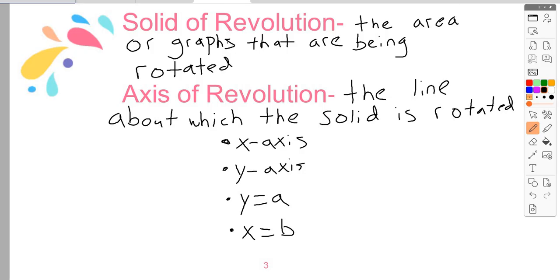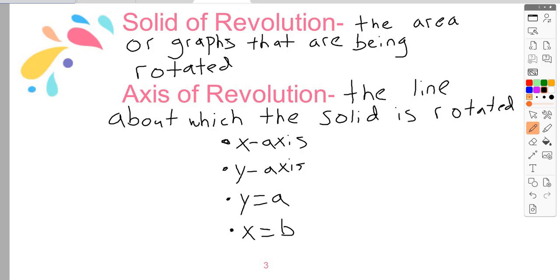So let's think about if I took a shape and I am rotating it 360 degrees. What is my cross section going to look like? They're all going to be circles this time.